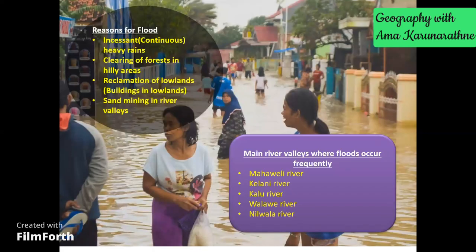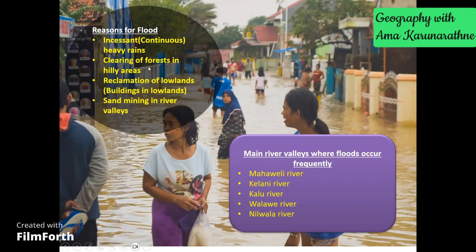Okay, so here we have the reasons for flood. Okay, first one, incessant heavy rains. Incessant as in continuous heavy rain. We know when there's heavy rainfall throughout the day, when the rain extends up to 2 days, then there's this possibility where we may have flood.